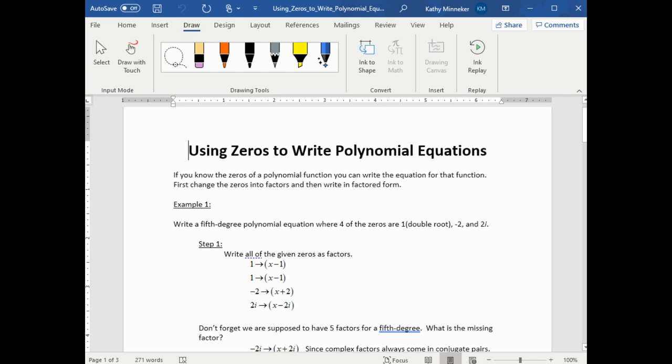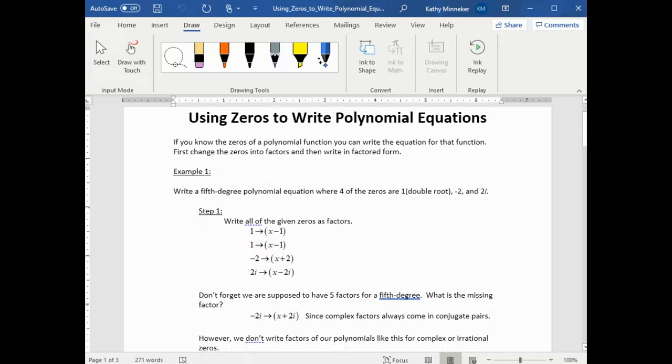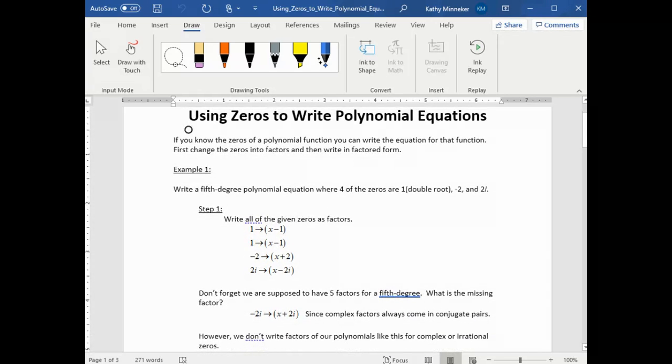This video is going to go through how to use zeros to write out polynomial equations. Similar to the method that we use for quadratics, we are changing our zeros to factors, and then we're taking those factors and we are going to multiply them. You're looking at these couple of notes. The examples are written out for you step by step.